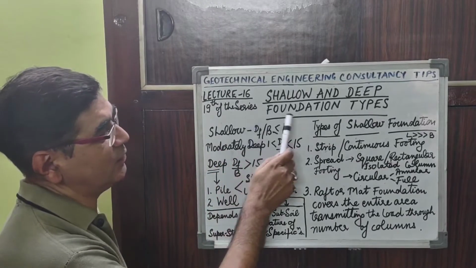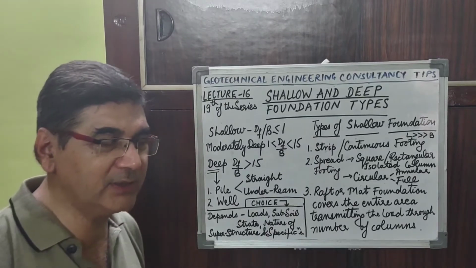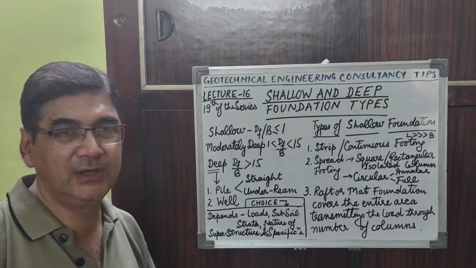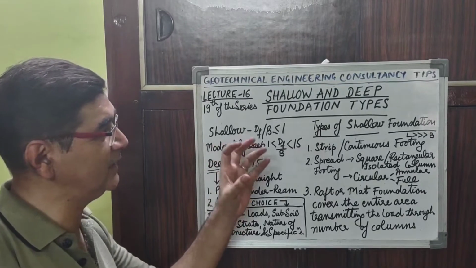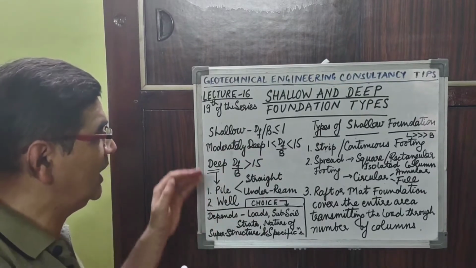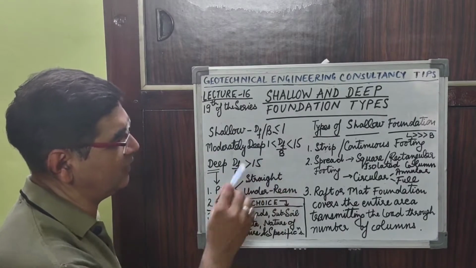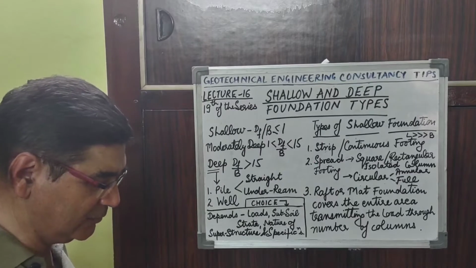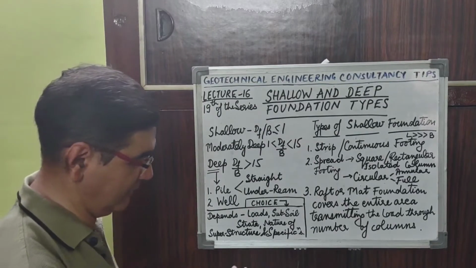This is my lecture on shallow and deep foundation types. That is, whenever we construct our foundations, basically they have been defined into two types, shallow and deep foundations. A shallow foundation is defined as one where we have a certain depth of footing and a corresponding width of the footing.